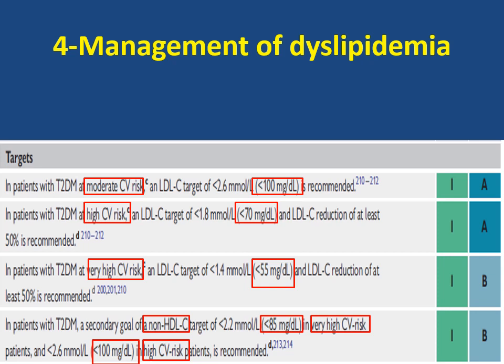If we achieve the LDL target, we should look for the secondary target, which is non-HDL, which is 30 mg above the LDL target. So the target non-HDL is below 85 mg in very high risk patients and below 100 mg in high risk patients.